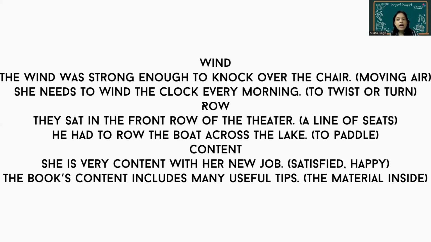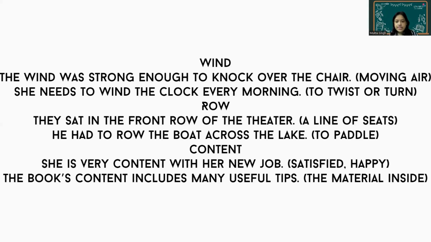Now, do you see how the same spelling word can have different pronunciation and have different meanings? Next word is row. So the first meaning is a line of seats, and the second meaning is to paddle. And the sentence for the words are, they sat in the front row of the theater. Next row, he had to row the boat across the lake.